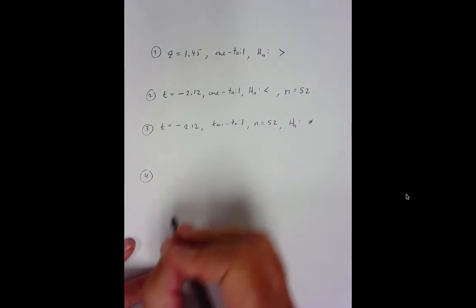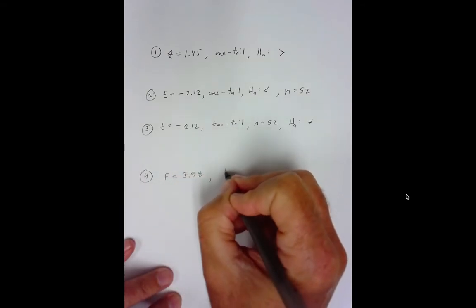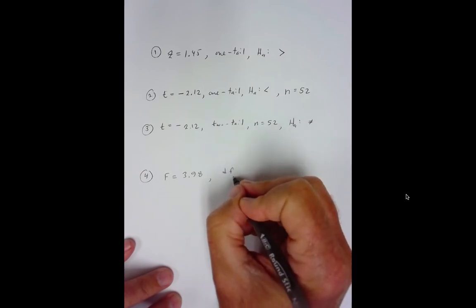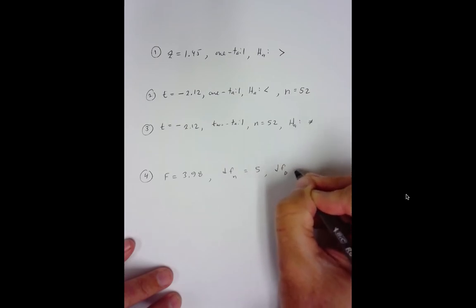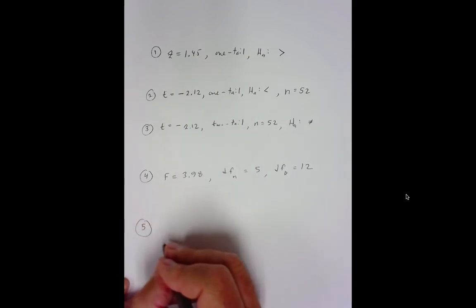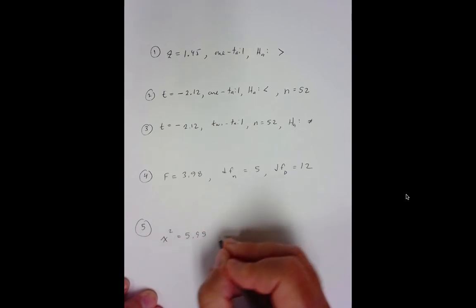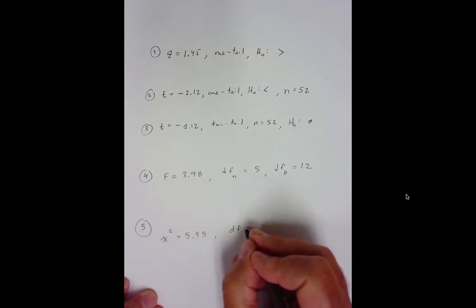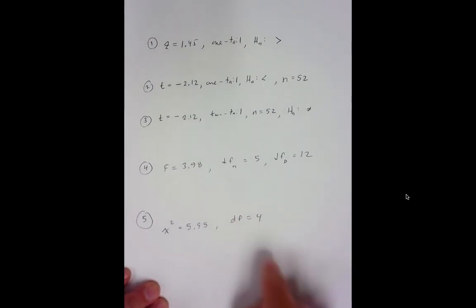The fourth one is F equal to 3.98. Let's just assume that the degrees of freedom for the numerator is 5 and degrees of freedom for the denominator is 12. The fifth, we have a chi-square value of 5.95, and let's just assume that degrees of freedom is equal to 4. The degrees of freedom weren't given, but we have to have them or we can't work the problem.